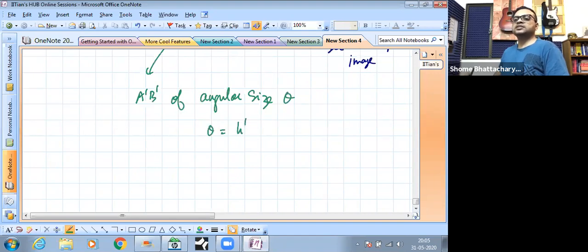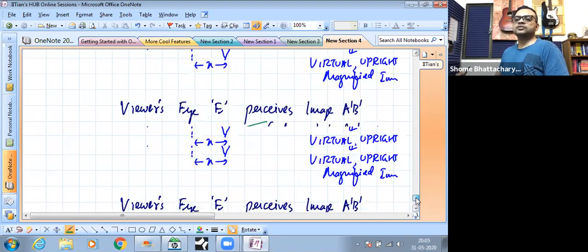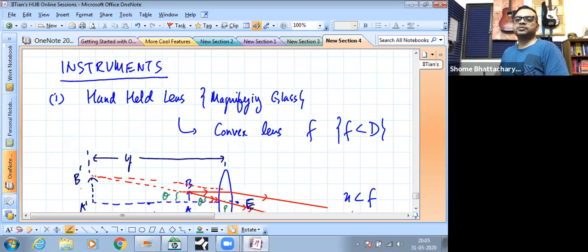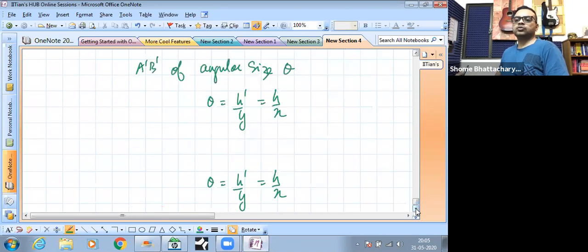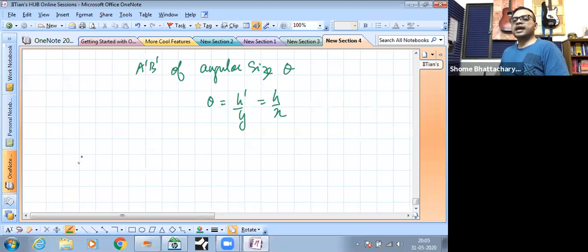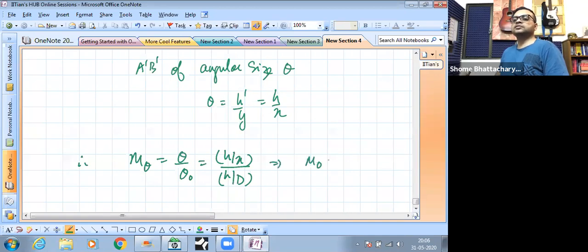Now in the diagram, if you see again, theta is equal to h prime by y, which is actually equal to h by x, where h prime would be the size of this image. This is suppose h prime, and the object was of the size h. So both of them are the same. Okay. So therefore, the angular magnification achieved by the instrument is nothing but theta upon theta naught. So this is h by x divided by h by capital D. So the angular magnification achieved is equal to D by x.